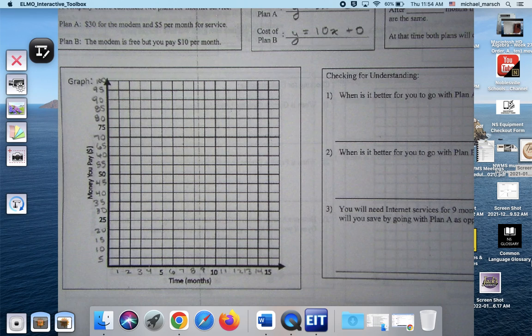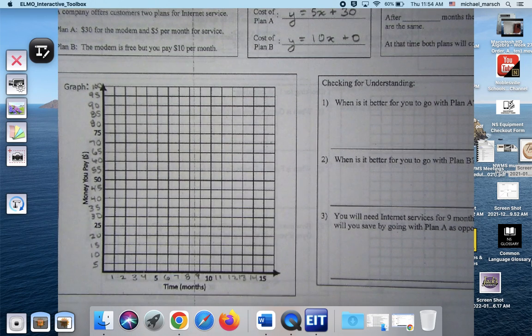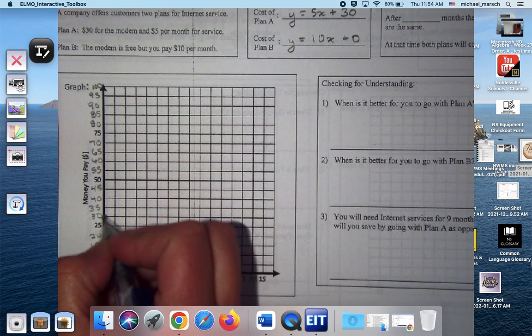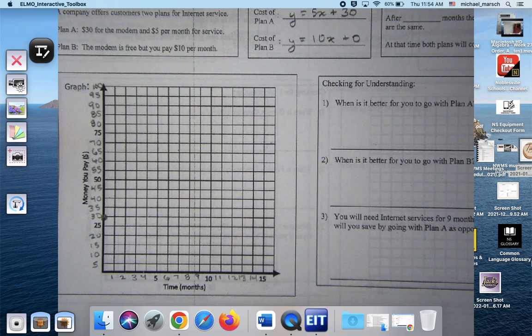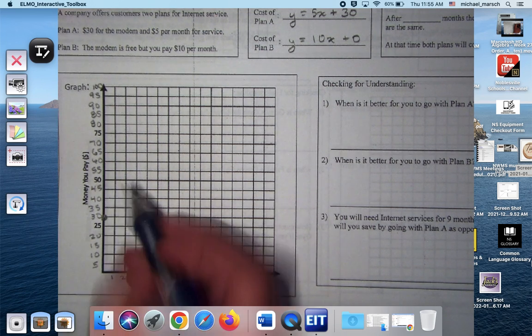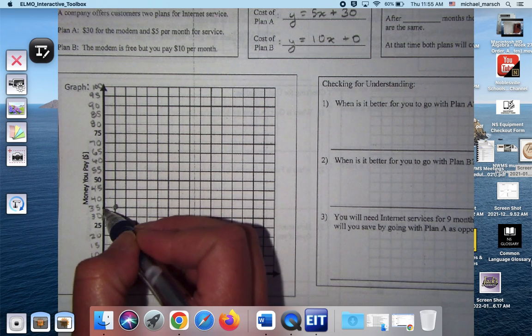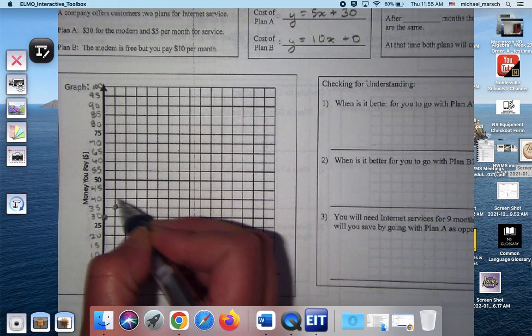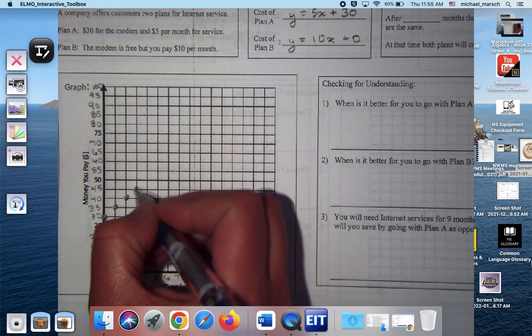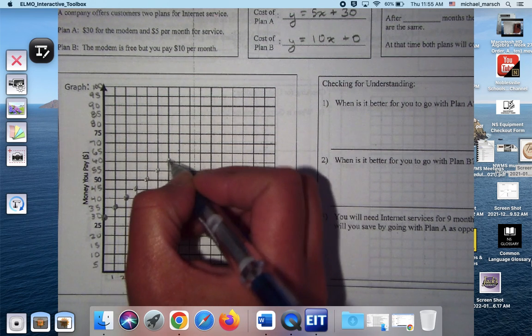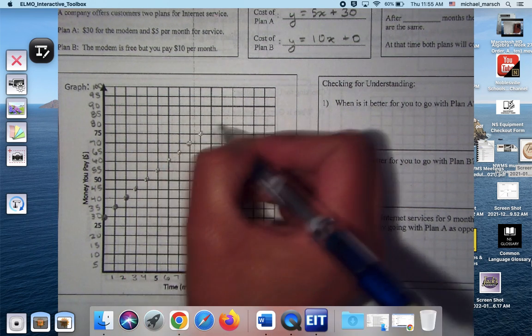So this is where it comes back to paying really close attention to your slope and paying attention to those increments. So for Plan A, I start at 30, there on my y-axis, and it's $5 a month. So I'm not going to go up 5 lines, I'm just going to go up 1 line and over 1 month, because this is like $5 per month. Each line is worth the $5.